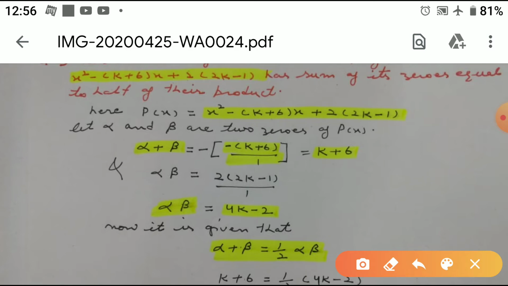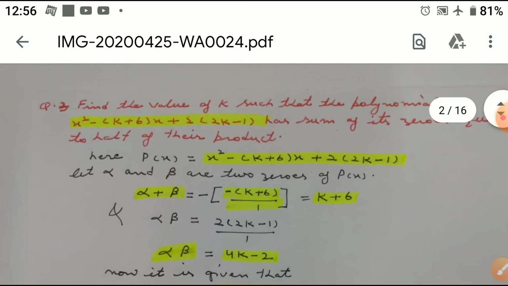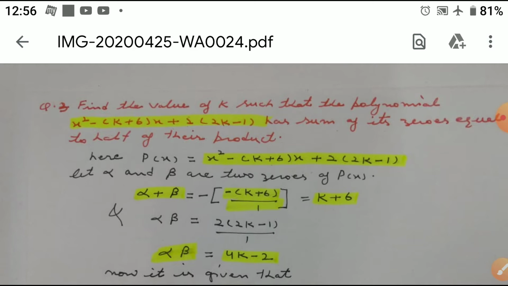So the important thing in this question is this. This is the condition given. Clear? What is the condition? Find the value of k such that the polynomial x square minus bracket k plus 6 bracket close into x plus 2 into 2k minus 1 has sum of its zeros equal to half of their product. Sum of zeros is equal to half of their product. This is the condition given. Clear? So the given polynomial is this, right?